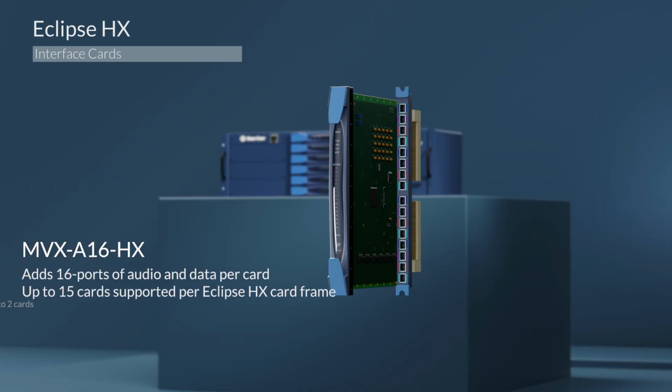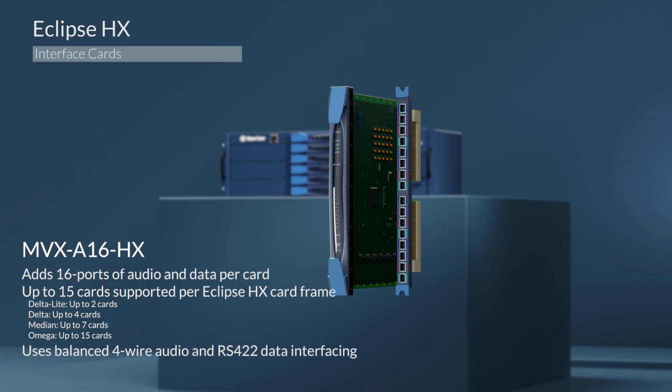Now for integrations requiring additional ports, we have the MVX A16. This card adds 16 ports of audio and data per card. Up to 15 cards are supported per Eclipse HX card frame, with Delta Light up to 2, Delta up to 4, Medium up to 7, Omega up to 15 cards.